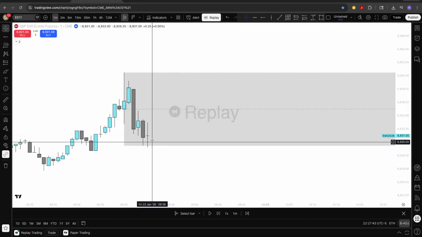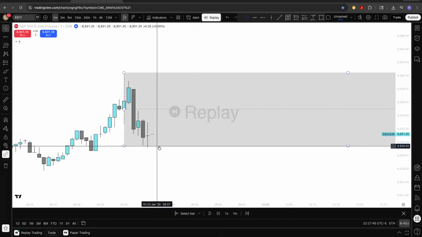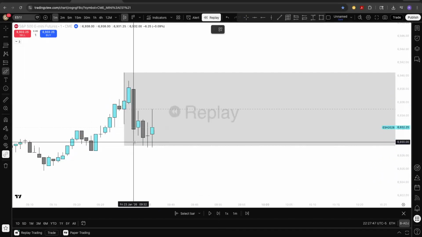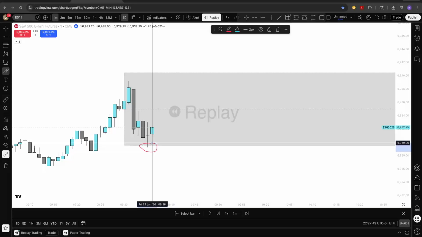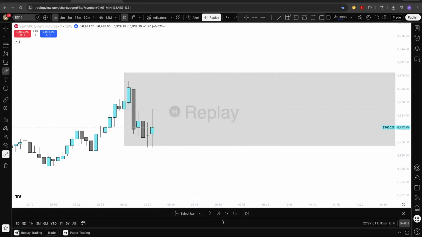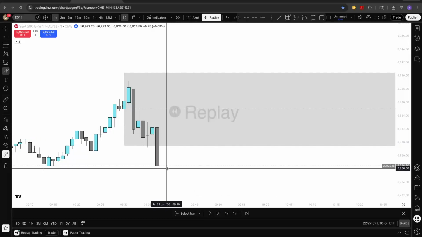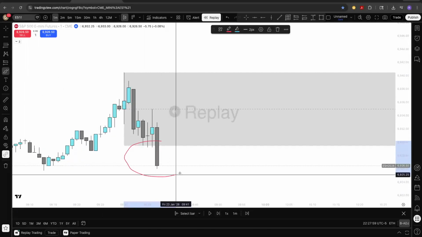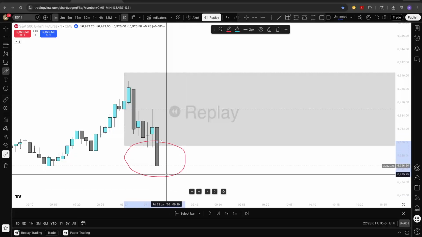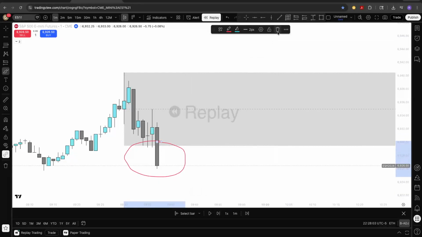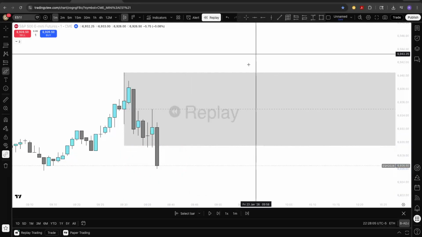Now, wicks do not count. Do not think since this wick broke out of the bottom of the box, we're looking for shorts. No, we need a full candle confirmation breaking outside of the box. So we have that right here. Perfect example. Broke outside of the box. So what does this tell me? Okay, we're looking for shorts.